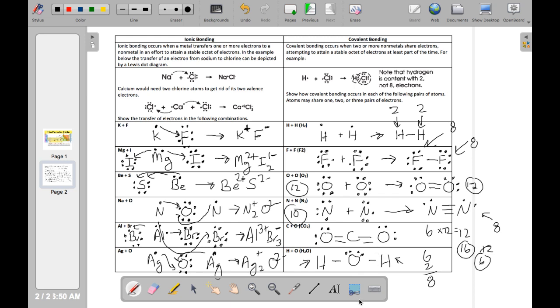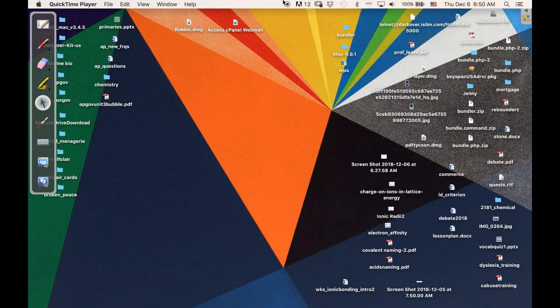Okay, well that's a real brief introduction to valence electrons, electron dot structures, and Lewis diagrams. So next video we're just going to do Lewis diagrams. We're just going to start practicing. So I hope that helped.